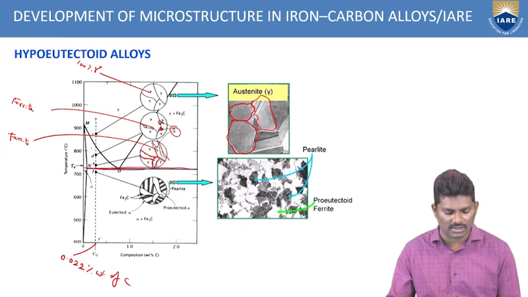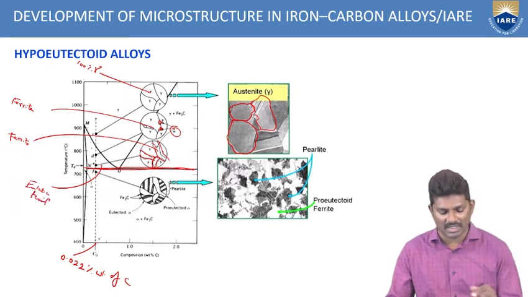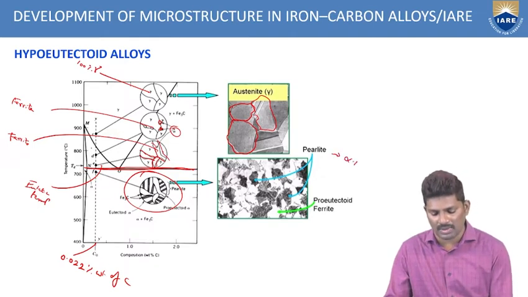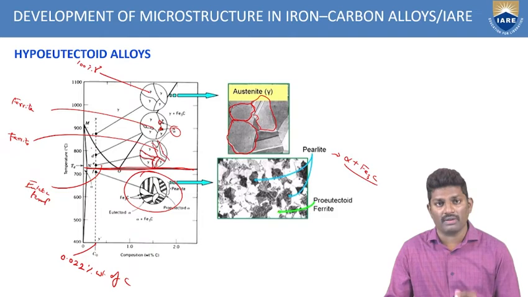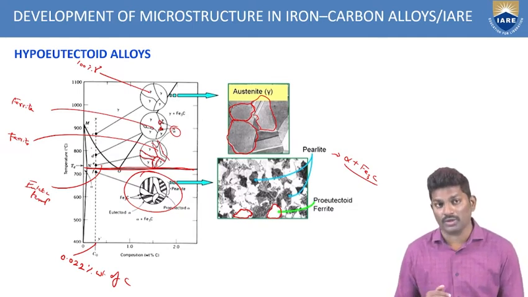Now, once you cross this eutectoid temperature, what is happening? There is a vast, drastic change. Now here you have pearlite. Pearlite is nothing but the alternate arrangement of alpha plus Fe3C. This is the pearlite. And wherever you are seeing the white patches, this is the proeutectoid ferrite. That means before the eutectoid reaction, you are getting this proeutectoid.